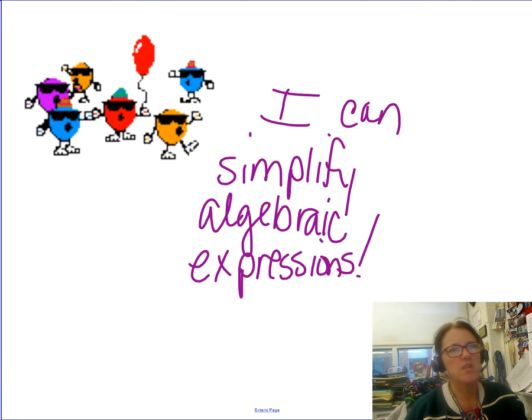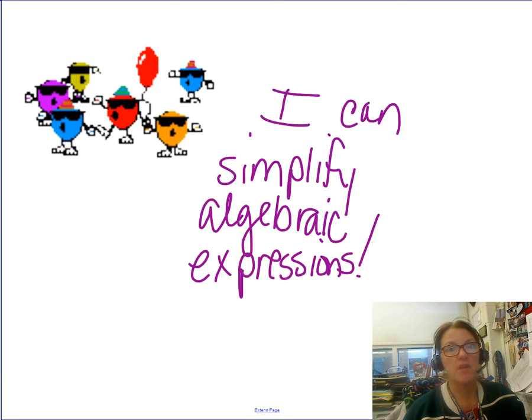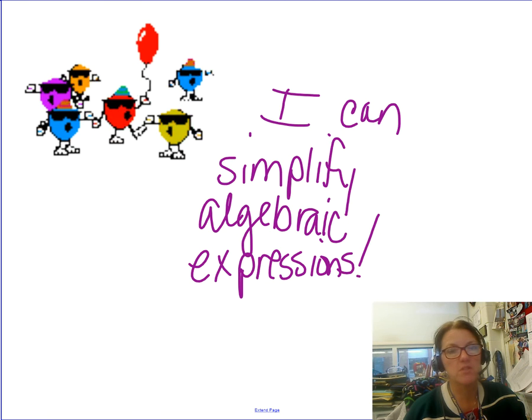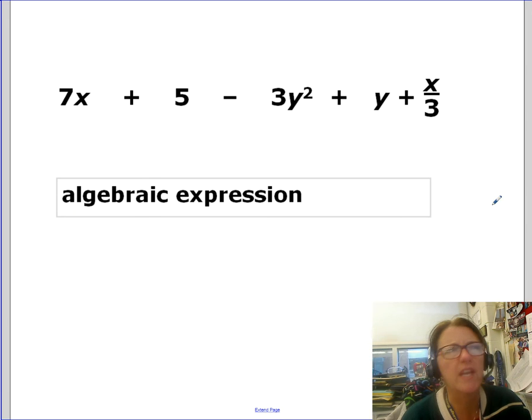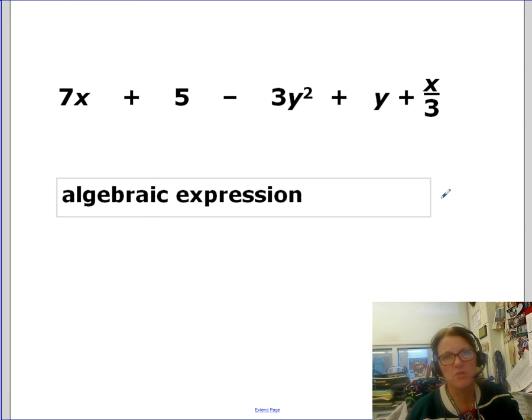Simplify algebraic expressions. All right, here we are. We do have some vocabulary terms today. So here's what I have to have you remember here. Algebraic expression. Look at this monstrosity up there. Holy cow. That is a huge algebraic expression. So that's what one could possibly look like.